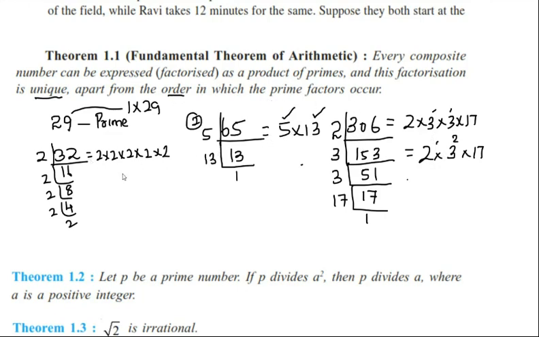So 32 is going to have five 2s and 65 is going to have 5 and 13. Only 2 numbers will be there. Either you can write 5 into 13 or 13 into 5. That's all, only the order will change. The numbers present will be unique, and how many times each occurs, 1 time or 2 times, will be the same. The number of terms will be the same. That is the meaning of the fundamental theorem of arithmetic.